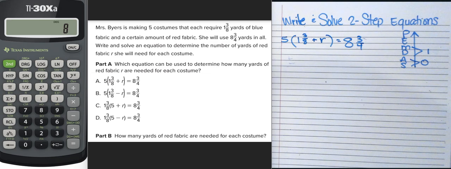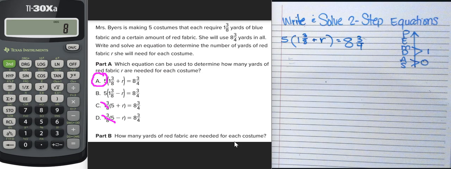And when we look at our answer choices, we see that A is going to be the one that matches what we're looking for. So A and B are both saying, hey, we're multiplying by 5. The reason that we are not going to select B is because we're subtracting the red fabric, and that's not what we're doing. So we want to cancel that one out. In terms of C and D, they definitely are not going to be the correct one because they are multiplying by 1 3/8. So this would be saying, hey, I'm making 1 3/8 costume. That's what we're saying here. So this is definitely not going to be it either. So our correct answer again is going to be answer choice A.